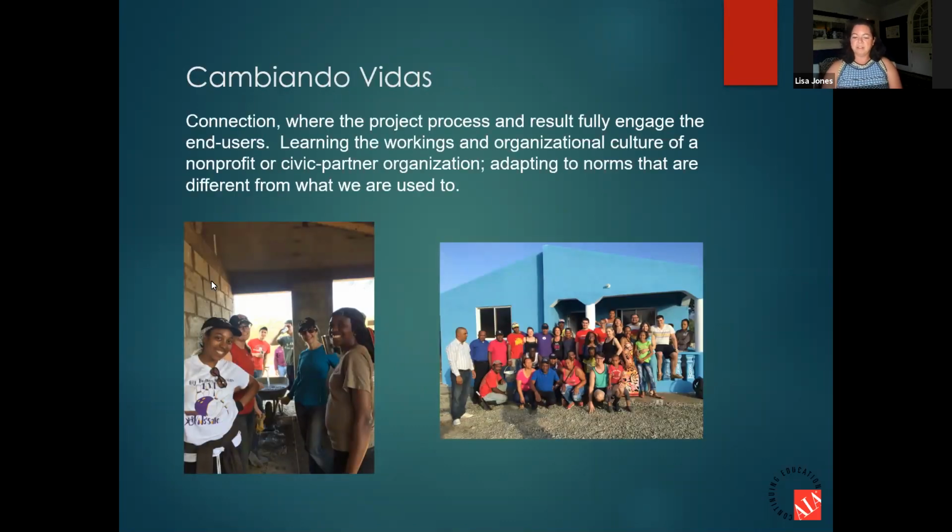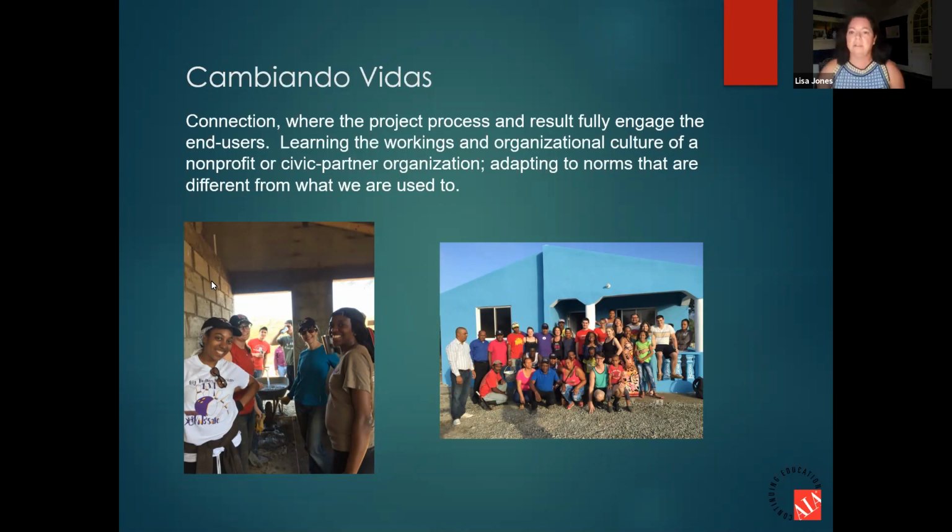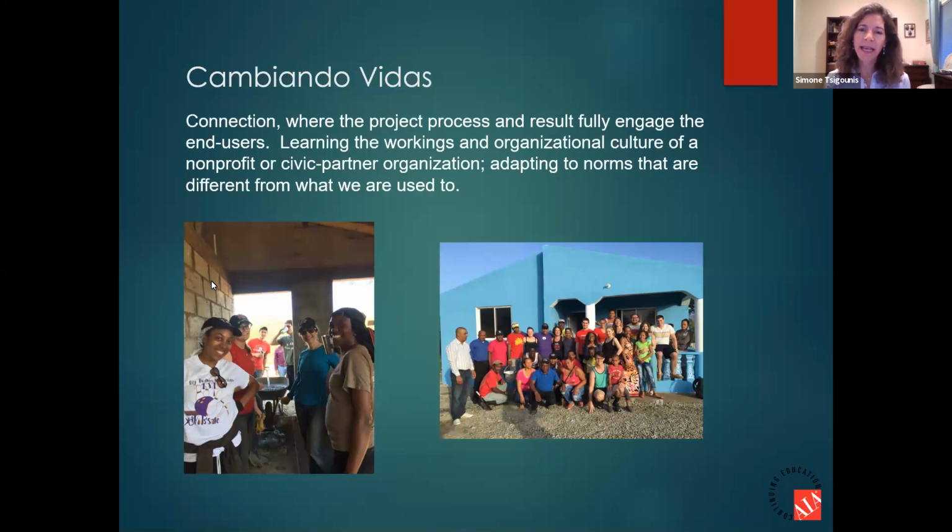Simone, you have an example here? So this is an example of a project I did in the Dominican Republic. I was working with an organization based out of the United States called Cambiando Vidas, which means changing lives. The intent was to travel to this area very close to the border of Haiti, where the communities have very deserving, needy families, and we help them build a house.